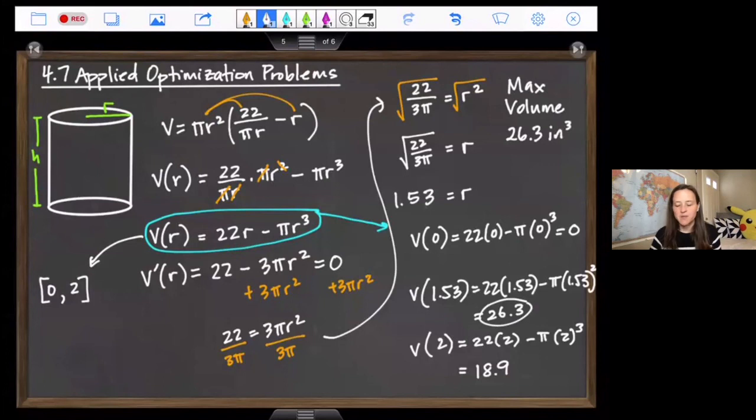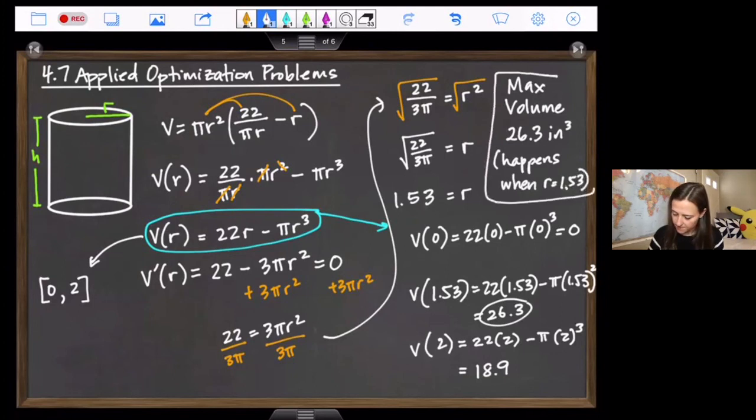And like the other problem, we'll mention that this happens when the radius is equal to our critical value, which was 1.53. And it turns out that this volume is not exactly the volume you get out of that Campbell's soup can that was measured in the pictures. They have a little bit less volume. So obviously they're taking something into consideration that isn't just surface area and volume.